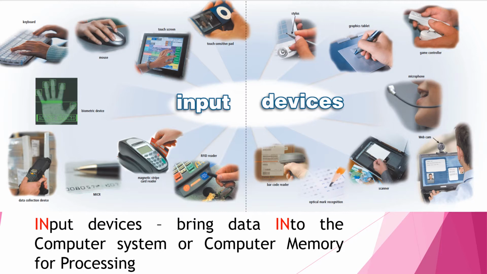So first of all, what are input devices? Input devices are the devices that we use to bring data into the computer system or computer memory for processing, meaning that the data come from outside of the computer, from the real world, and it is then being brought into the computer for processing. So whatever device that can help to transfer or capture data from the real world outside into the computer are input devices.